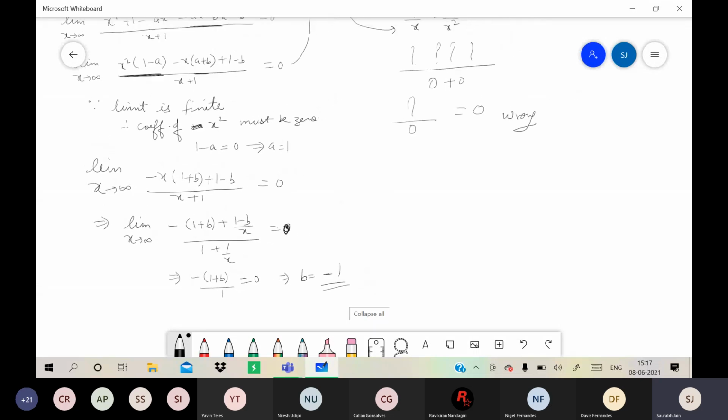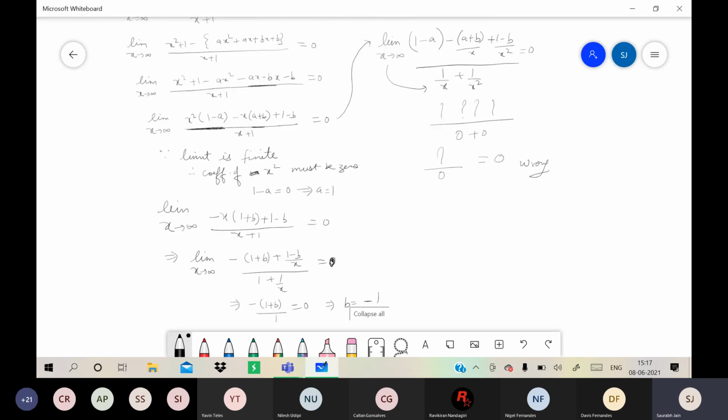See, what is the meaning of the whole question? If the question is of infinity by infinity type, and you are getting some finite answer, then obviously the power of numerator cannot be more. Because think yourself, if the power of numerator is more, if it is x square like in this case, then you will be bound to divide numerator and denominator by x square. In that case, when you solve it, finally you are getting the answer as infinity, not 0, right? So what will be the first thing? In such a case, the coefficient of x square must be 0.